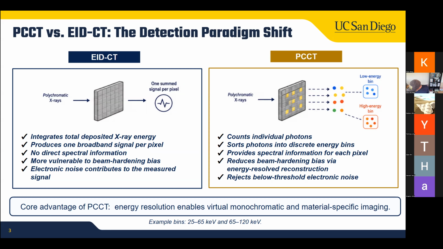But PCCT works differently. It counts individual photons and sorts them into different energy bins. In our simulation, we use two energy bins, 25 to 65 keV and 65 to 120 keV. This allows PCCT to keep partial spectral information for each pixel. And the main advantage is that each energy bin is narrower, so it behaves more like a monochromatic measurement. This makes the reconstruction less sensitive to beam hardening. PCCT can also reject low-level electronic noise using an energy threshold.